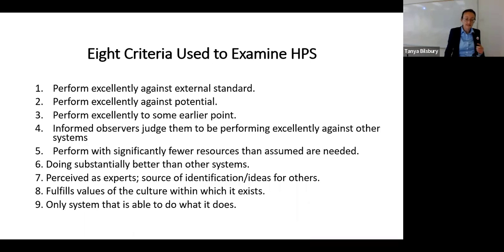Here are some criteria according to which, according to this model, we might say that an organization has excellent performance as a high performance system. Well, they should be performing excellently against some external standard. Well, what is that? I don't know. It could be money. You're making tons of money. You're producing the most innovative thing, but you have a standard and you're measuring yourself against that standard and being like, oh yes, you're definitely achieving that.